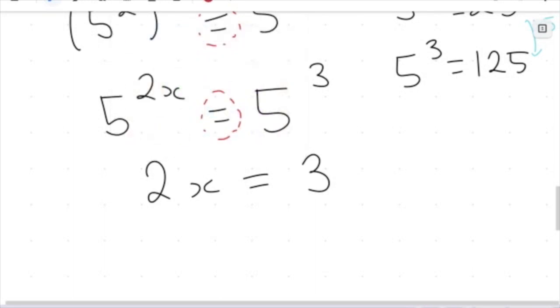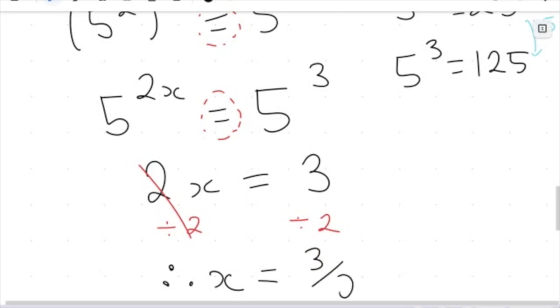So 2 times some number gives me 3. Now, because this is a multiplication, I can just do the opposite operation to give the effect of, well, 2 divided by 2 just gives me 1 in front of x, which just gives me x on its own. So that means that therefore my x is going to be equal to 3 over 2.